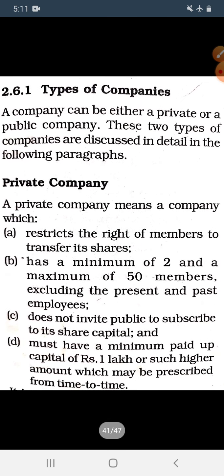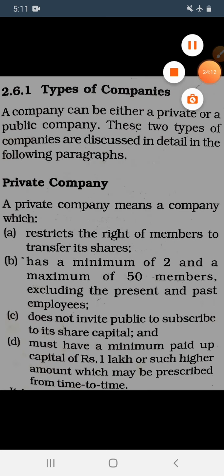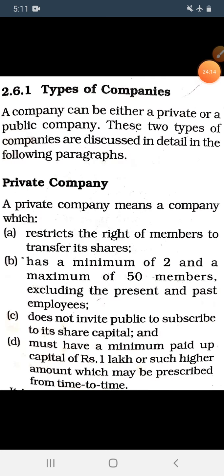Now the next topic is types of company. A company can be either a private or a public company. These two types of companies are discussed in detail in the following paragraphs. There are two types of company, that is, public company as well as private company. First of all, we deal with the private company.